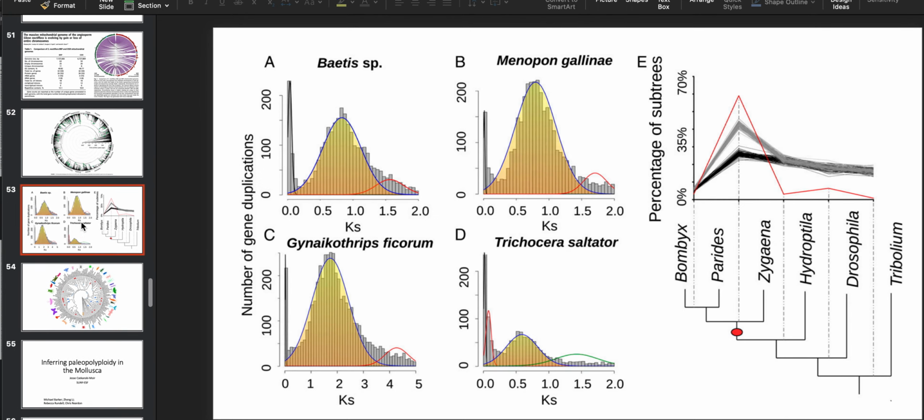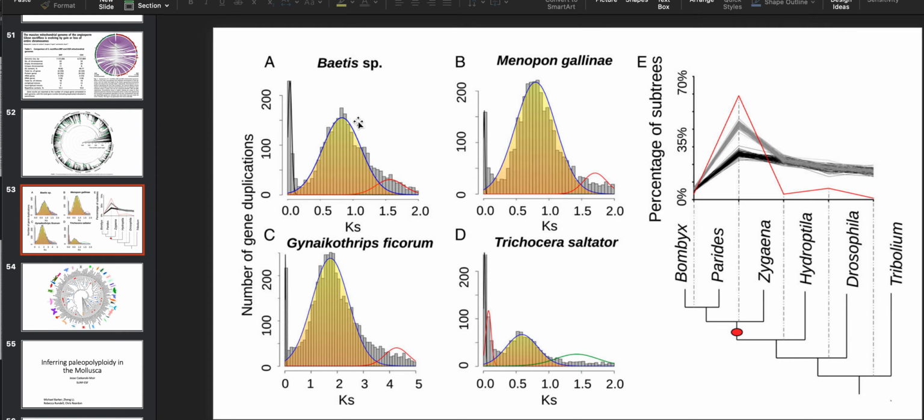So two of the methods that they've used have been looking at these KS plots. What they do is look at the evolutionary distance between genes that are in the same gene family. And if it looks like there's a bunch of genes that are sort of the same evolutionary distance apart from each other, more or less, that's consistent with the idea that the whole genome may have duplicated.